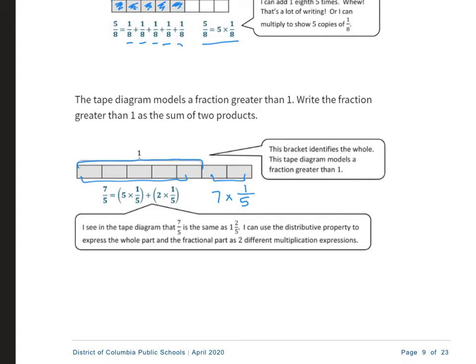So that is our new learning. That's just an explanation of the new learning. All right, so we'll go to the next page.